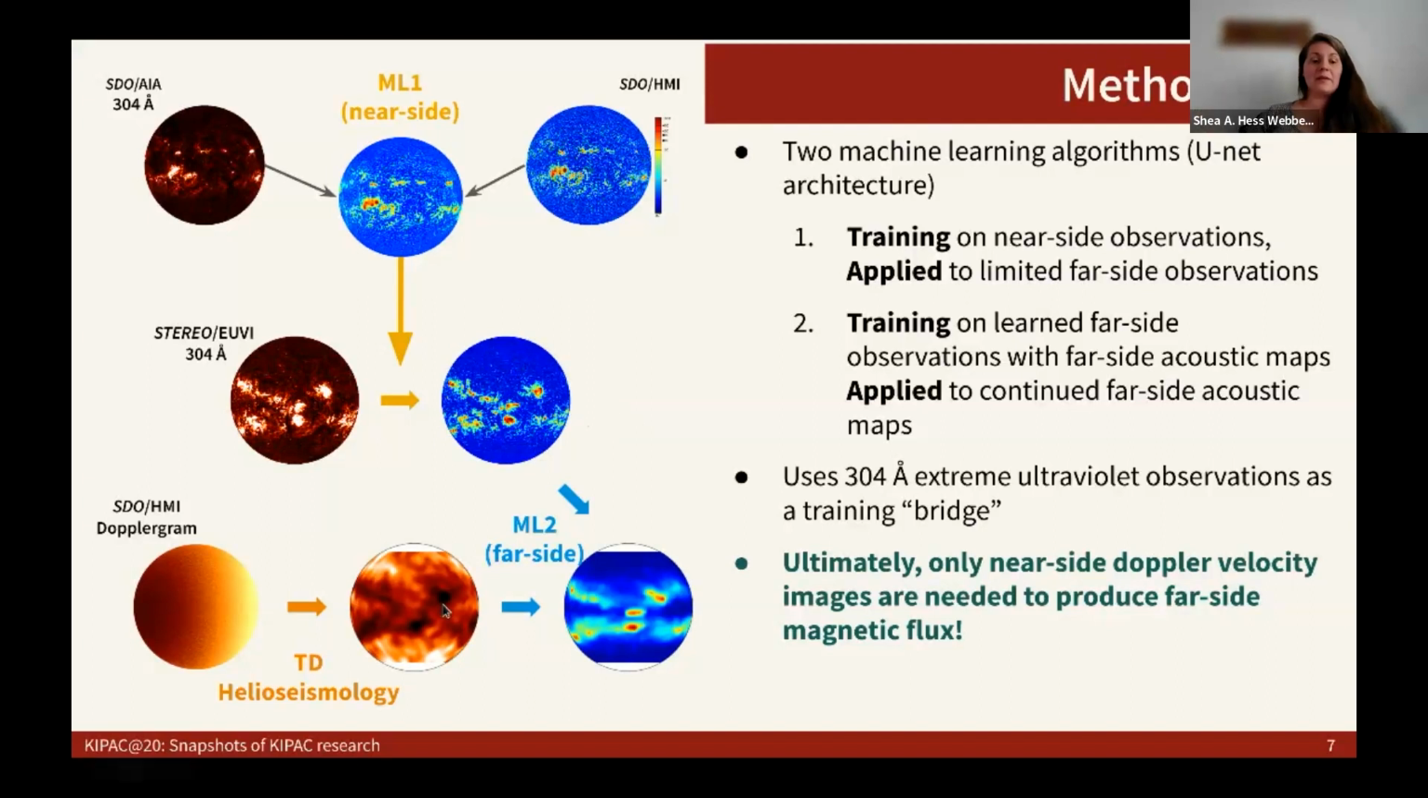So here comes the helioseismology. We take these Dopplerograms, we convert them into our far side acoustic maps, and then we train another machine learning algorithm between the far side acoustic maps and these far side magnetic flux maps, which then produces far side magnetic flux maps that are based solely on the helioseismology. Okay, so the goal here is to use only near side Doppler velocity images in order to produce the far side magnetic flux, and we have done that.